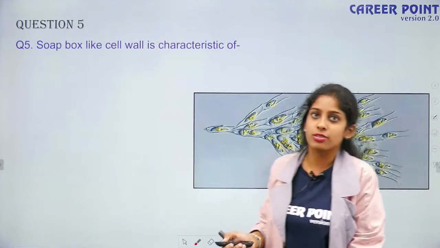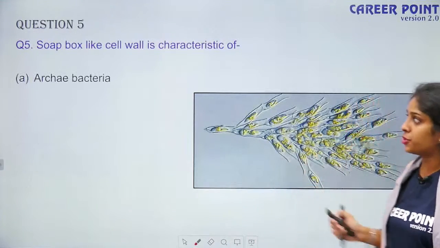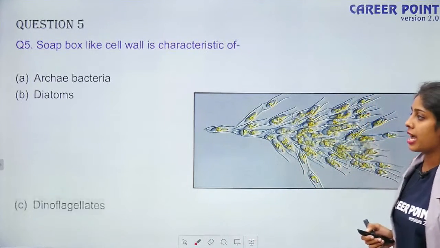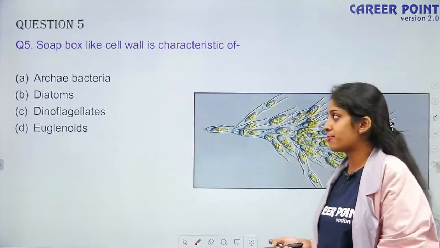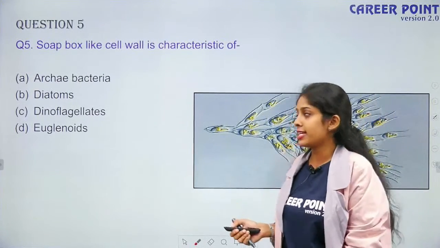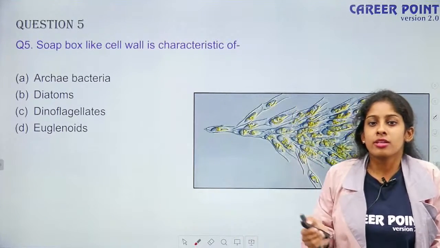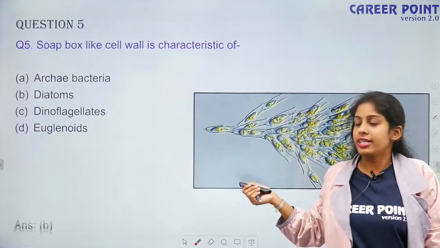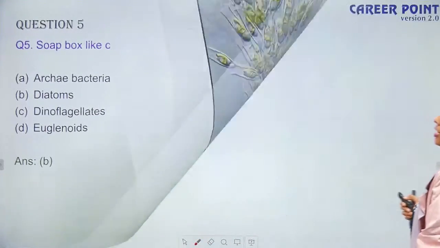So we just spoke about the soapbox-like cell wall. So let me look into the options. Archaebacteria, diatoms, dinoflagellates, euglenoids. So the options should be easy. The one which has your soapbox-like cell wall is, yes, your diatoms. Yes, Priyanka, you're right. So I think this sums up the entire chapter.